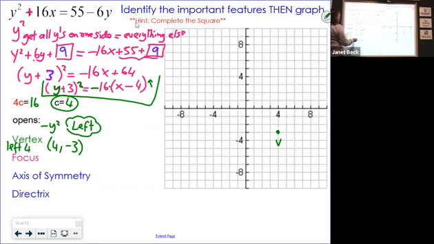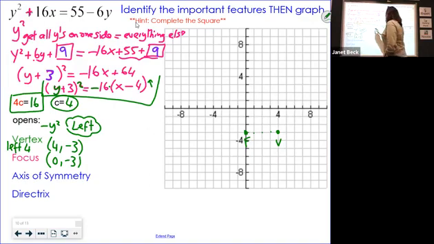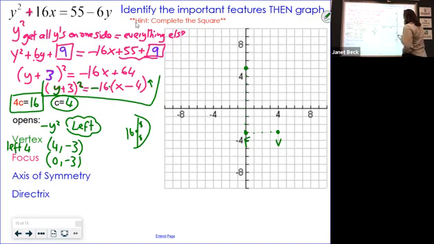Move left by 4. So the x will change, go 4 to the left. That becomes 0. If you can't do it that way, do it on the graph. Go to your vertex and count 4 to the left. 1, 2, 3, 4. That's your focus. At that point, it's going to be 16 wide, so I'm going to have to go 8 up and 8 down. 8, 1, 2, 3, 4, 5, 6, 7, 8. So there's my parabola.